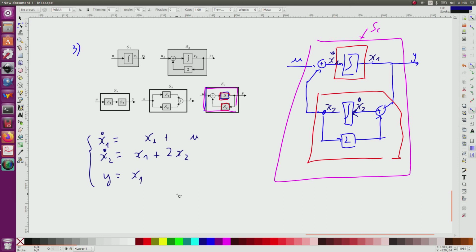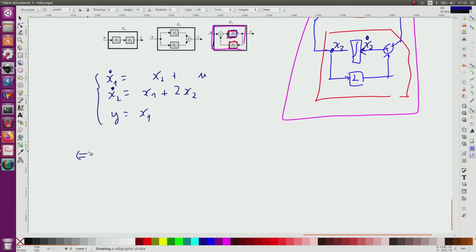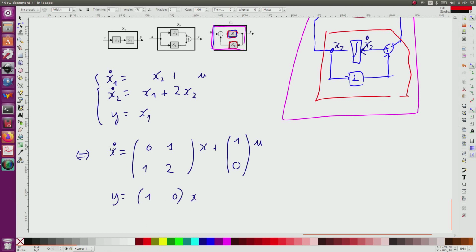In a matrix form, I will get x dot equal, the matrix is 0, 1, because of x2, 1, 2, so x plus 1 u due to the 1 here. Here I will have 1 and 0 because no u here. For the output y, I will get 1, 0, x. This is the matrix form: evolution matrix, control matrix, observation matrix.